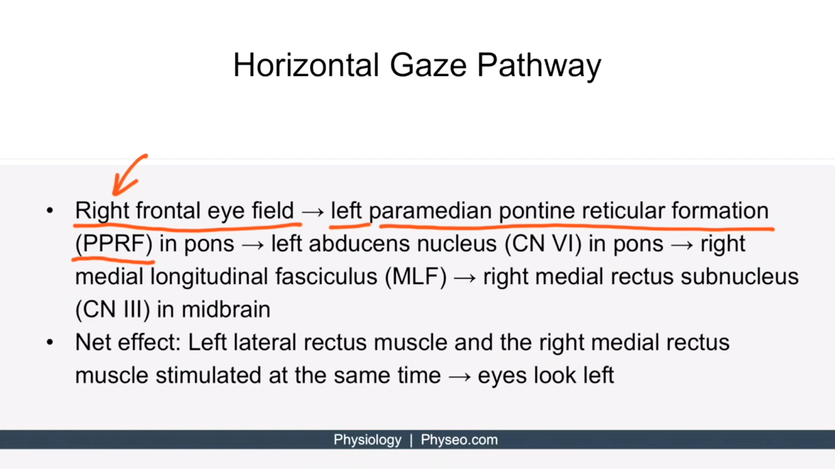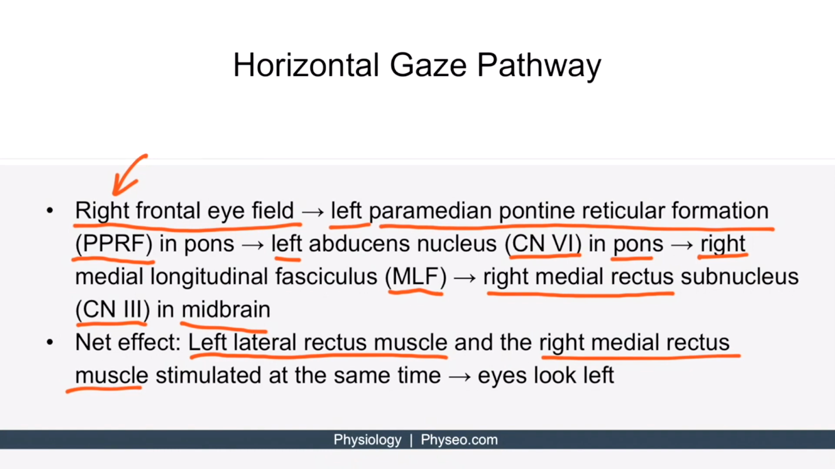And then from there, it'll go to the left abducens nucleus, or cranial nerve 6, which is also in the pons. And from there, it'll go to the right medial longitudinal fasciculus, or the MLF. So it has now decussated back to the other side, and it'll innervate the right medial rectus subnucleus, cranial nerve 3, within the midbrain. So the net effect is that the left lateral rectus muscle and the right medial rectus muscle were stimulated at the same time, causing both eyes to look left.